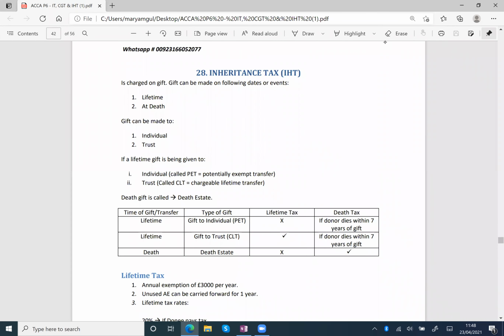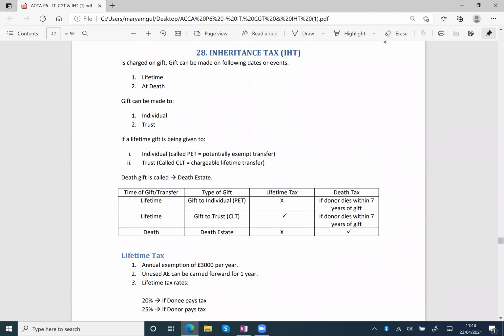So today's topic is inheritance tax, IHT, and IHT is charged on gifts. Whenever you gift, you have to pay the IHT. Gifts can be made on the following dates or events: in lifetime or at the time of death. So you will gift in your lifetime or at the time of death. And a gift can be made to an individual or a trust.